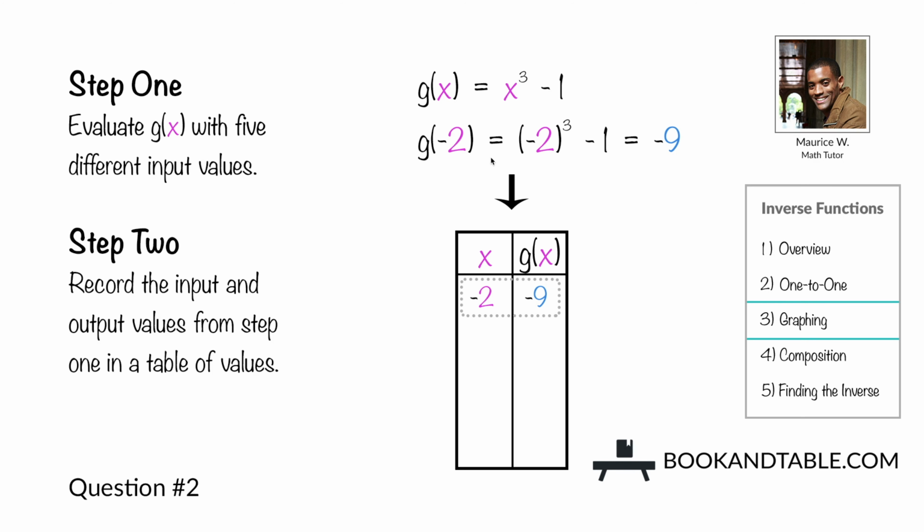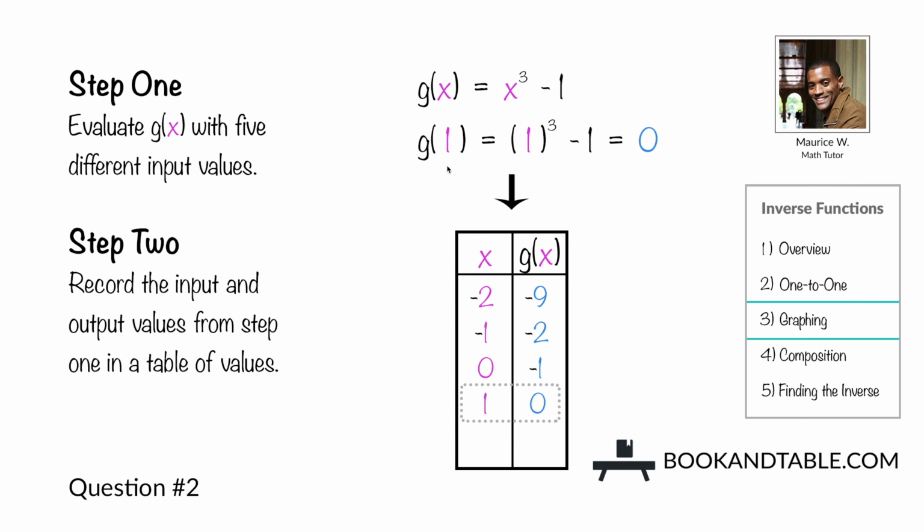G of negative 2 is equal to negative 2 cubed, which would be negative 8. And negative 8 minus 1 is equal to negative 9. So the x value is negative 2 and the y value is negative 9. G of negative 1 is equal to negative 1 cubed, which would be negative 1. And negative 1 minus 1 is equal to negative 2. So the x value is negative 1 and the y value is negative 2. G of 0 is equal to 0 cubed, which is 0. Minus 1 is equal to negative 1. So the x value is 0 and the y value is negative 1.